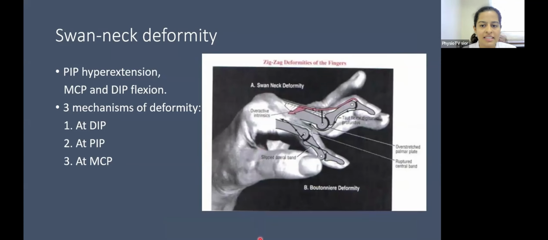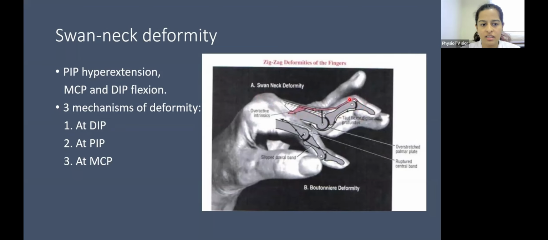Now, we will see the zigzag deformities of the fingers. The most common is the swan neck deformity. Here, we can see that the MCP is in flexion, the PIP is in hyperextension, and the DIP is in flexion. So there are three mechanisms for the deformity to develop. It can originate from abnormalities at the MCP, at the PIP, or at the DIP.